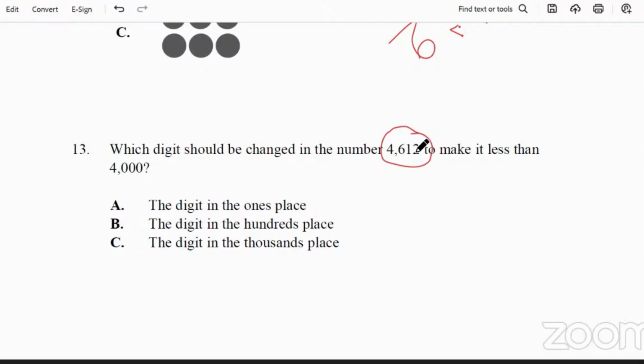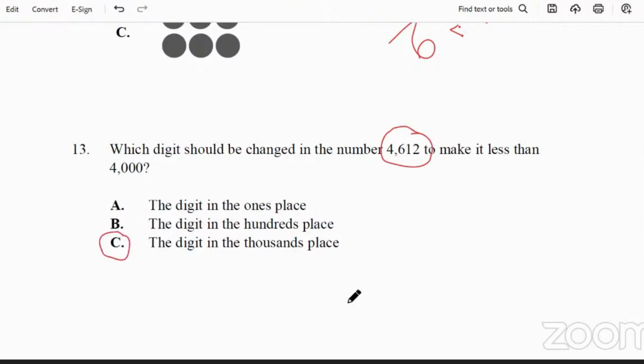No, it doesn't. If I change the number in the 100 place, which is the 6, does that make it less than 4,000? No, because even if I change that number to 0, I would still have 4,012, so that's still more than 4,000. Okay, option C says, do I change the number in the 1,000 place? Yes. I would have to change that number to 2 or 3 or 1, then that makes the number less than 4,000. Any other number I change would not make it less than 4,000. So the answer is C.